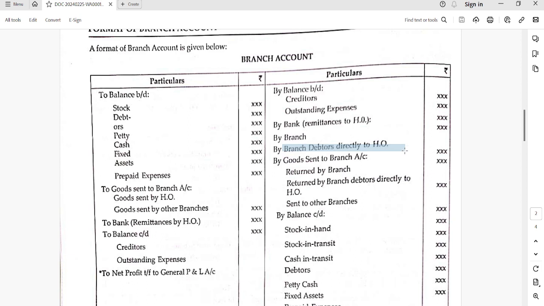When branch debtors pay any cash to the head office directly, then this will be the entry by branch debtors directly to HO. In the bracket, you can also write or mention cash remittance by branch debtors to HO. You can also note it down, please note it down.